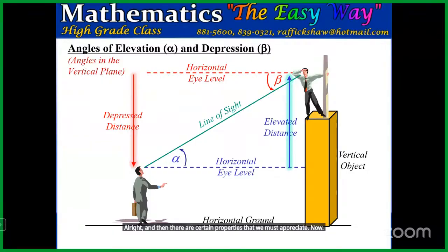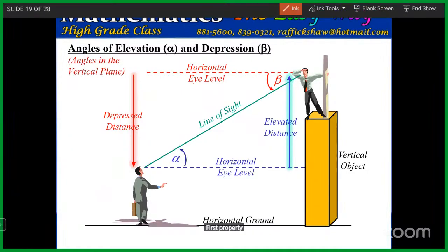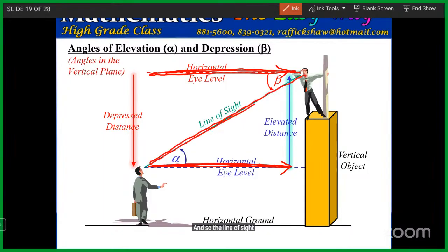Now, the first property we must appreciate is that these two lines are horizontal, and so they are parallel lines. And so the line of sight is like a transversal line. And so we have formed a Z. So you see I'm showing a Z on the screen. And so these two angles, the beta up here and the alpha down here, are alternate angles. They are Z angles. And so they are equal.